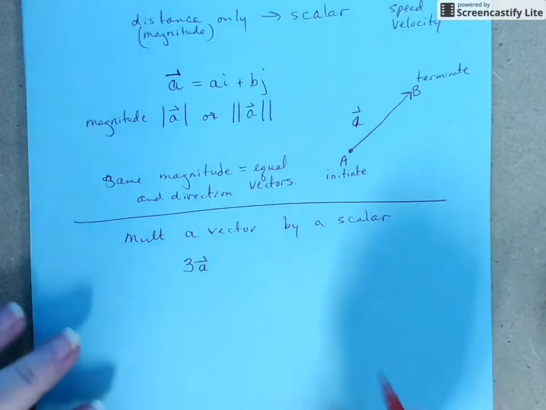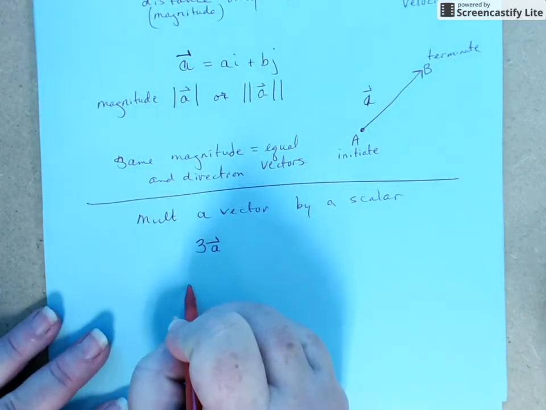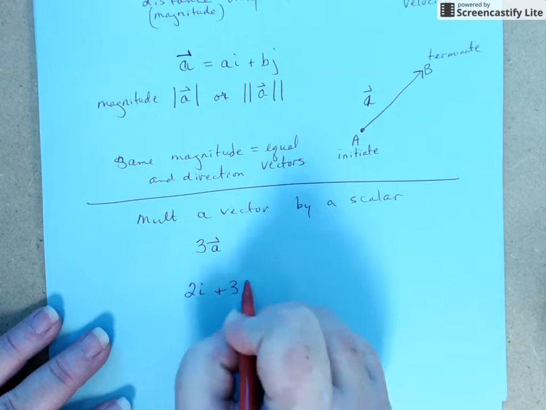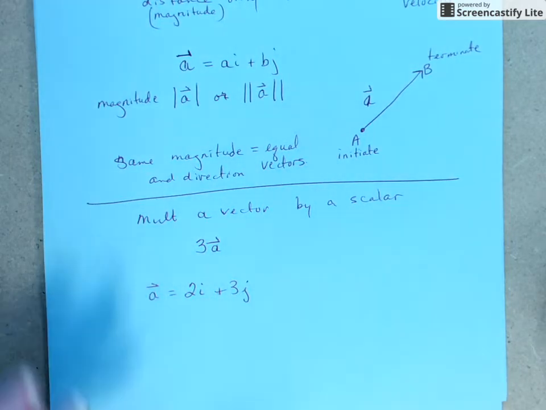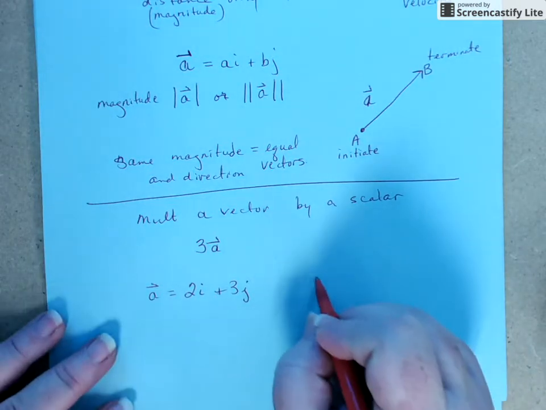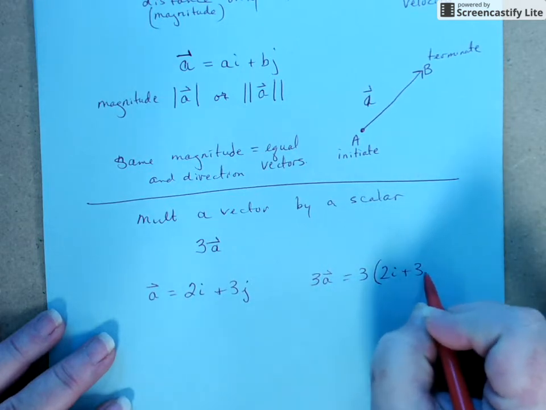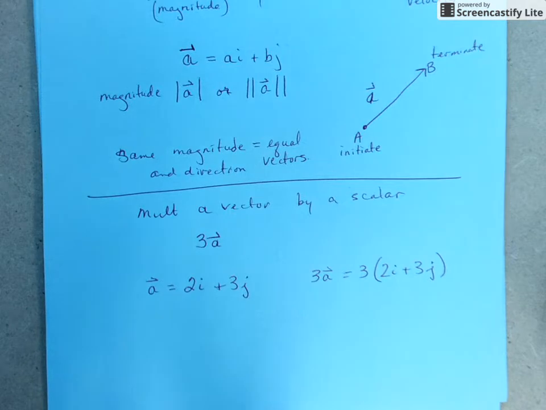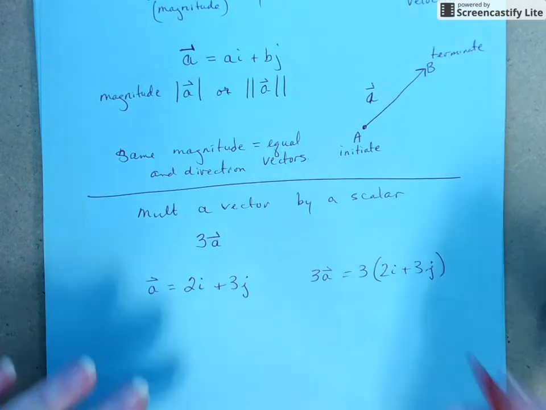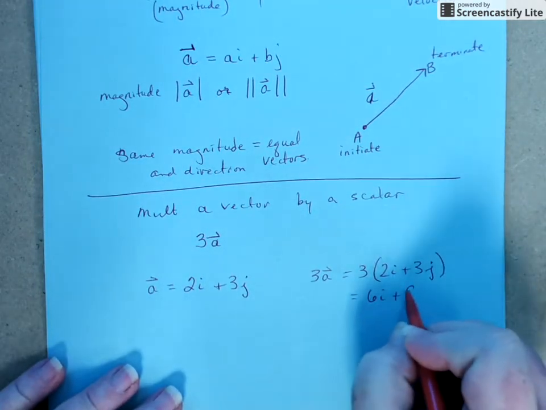So let me give you an example of what I'm talking about. Let's say that I had the vector 2i plus 3j, and that's vector A, right? And I wanted 3 vector A's. Then 3 vector A's would be 3 times 2i plus 3j. Does it mean the magnitude is multiplied by 3, but the direction is still the same? Yes, exactly. The angle is still the same. So this would end up being 6i plus 9j.